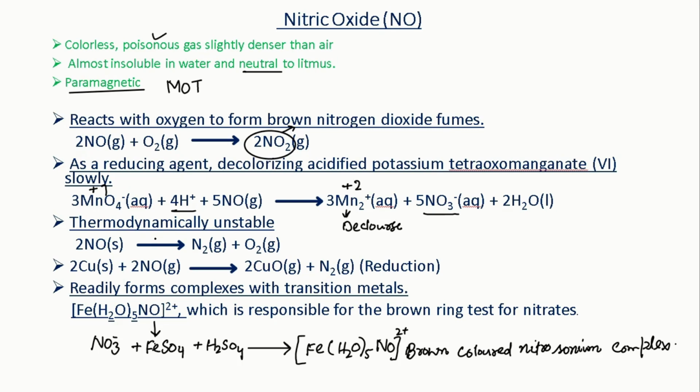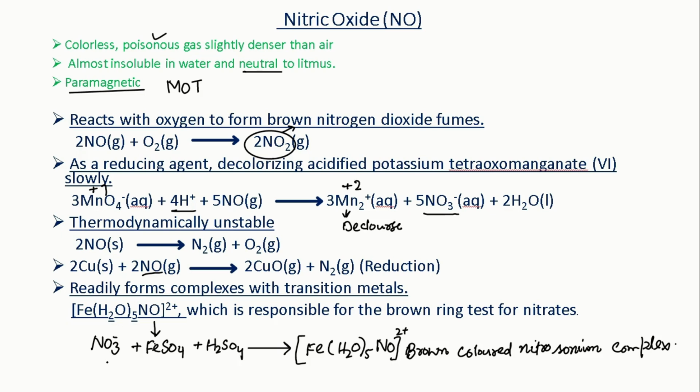Once you heat it, it is decomposed to its constituent elements, and on reacting with copper, the copper is oxidized while the nitric oxide is reduced to nitrogen gas. It also forms complexes with the transition elements.